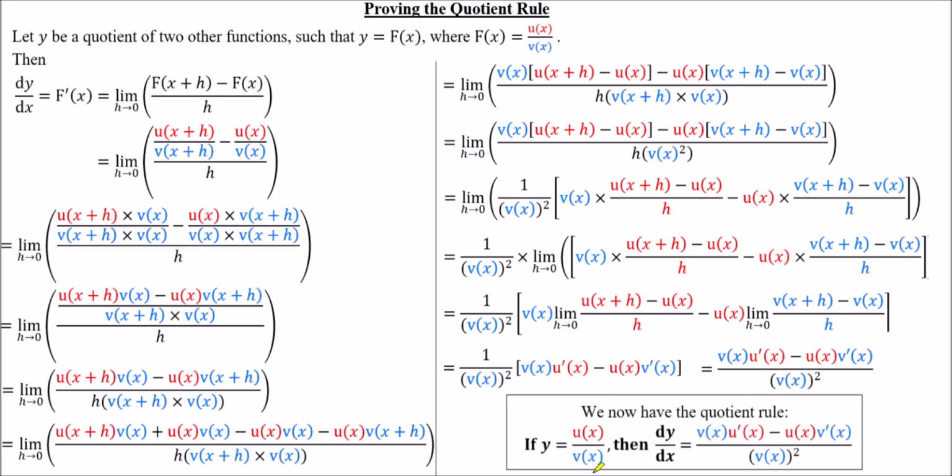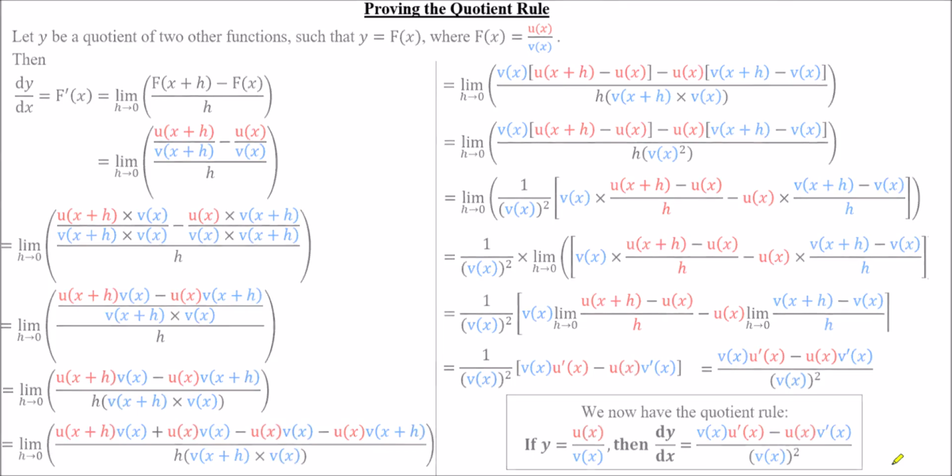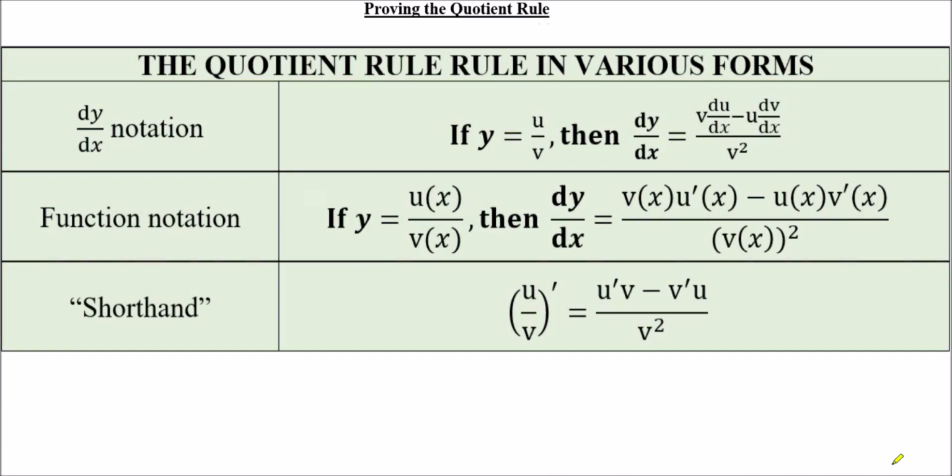So if y is u over v, dy by dx is v(x) u dashed minus u v dashed, all over v of x squared. And this can be written in a few different forms, which I'm going to run through here with you. So the 3 main forms which I'm familiar with, and you will probably become familiar with, are these here. So dy by dx notation, function notation, and finally my shorthand version, which my teacher told me and it still sticks with me, like so. So these are all different ways of saying the same thing.